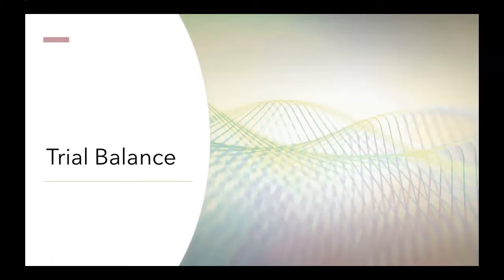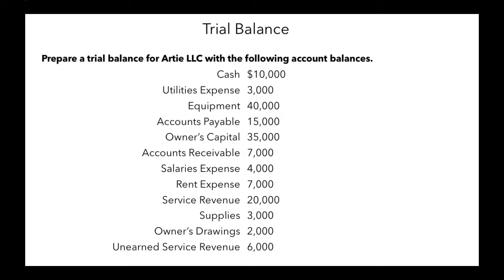Let's walk through a trial balance example problem. So it says to prepare a trial balance for Artie LLC with the following account balances. So we have a long list of accounts that they give us. The best first step is to go through and label each account either an asset, liability, capital, drawing, revenue, or expense account. Right? So we'll just start at the top of the list.